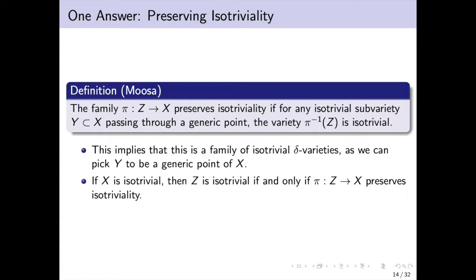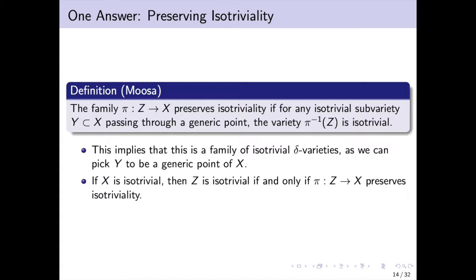Okay, so this is a very direct notion. Pi equals of y, yeah? Oh, yeah, of y. Yeah, of course, thank you. Of course, it implies in particular that all the fibers are isotrivial, because I can just pick a generic point. And if X is isotrivial, then I can just pick the whole X and we're done, right? So basically, this implies isotriviality of Z if X is isotrivial.